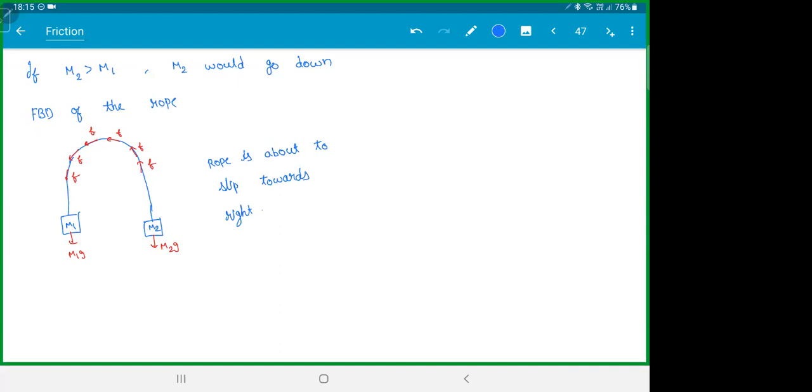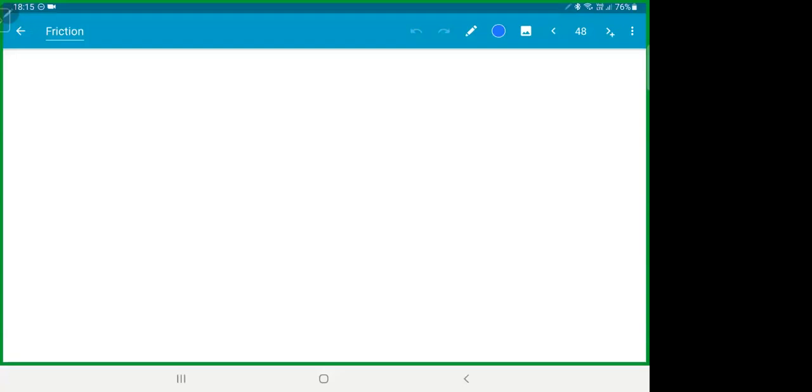Now see how to do this thing. Similarly, this is the M2 maximum case. Similarly, if you take the other case, if M2 is less than M1, then there's a chance that the FBD of the rope will go to the other side. Listen carefully, this is important.